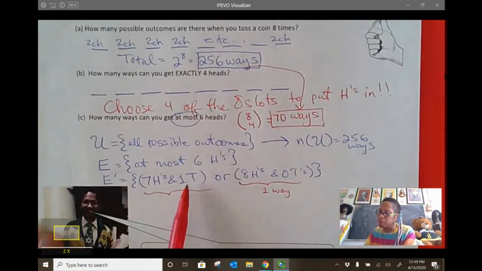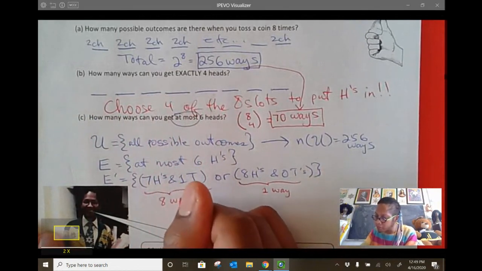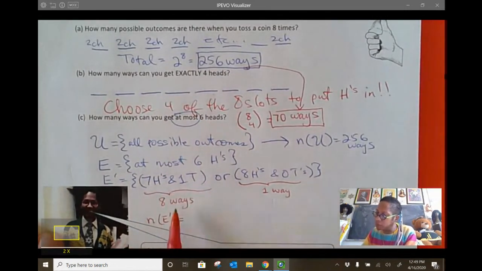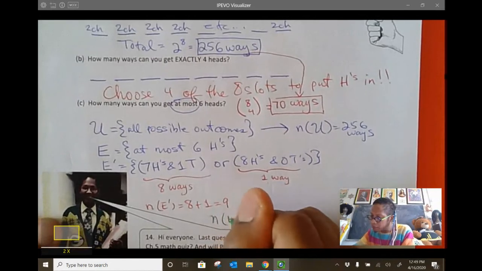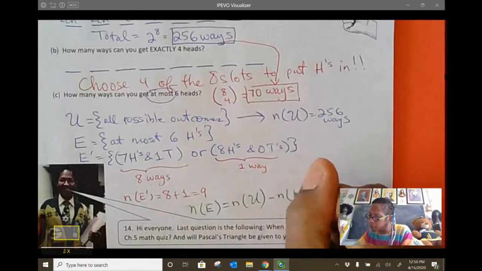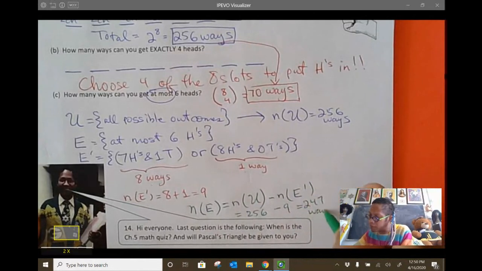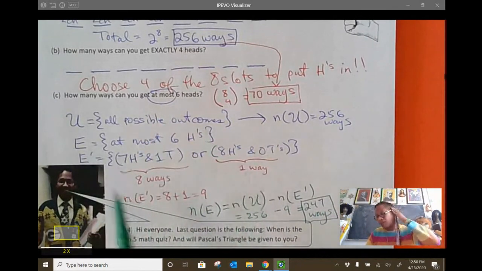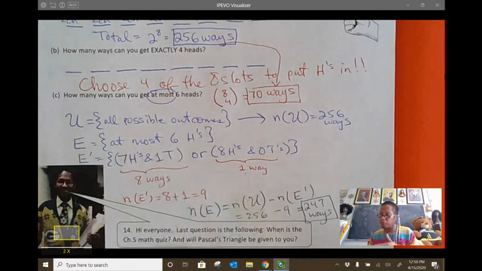How many ways to get 7 heads? Well, it depends where the tail goes. I can put the 1 tail there, or there, or there, et cetera. There's 8 ways to do this, so we didn't even need to do any math to count that. So the size of E prime is equal to 8 plus 1, which is 9. The size of E, which is what the question was asking, is the size of the universe minus the size of the complement of E. So we have 256 minus 9, which is 247 ways to get at most 6 heads when you flip a coin 8 times. This is kind of the hardest type of question that can be on the quiz, because it involves some thinking outside the box as opposed to just boring computation.